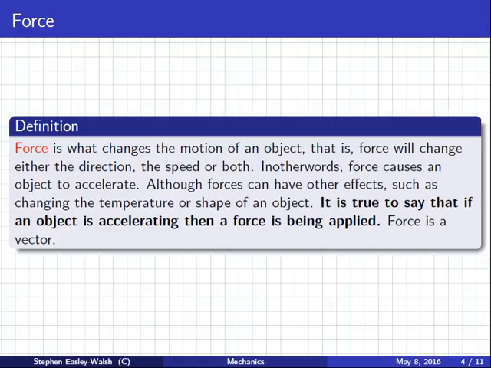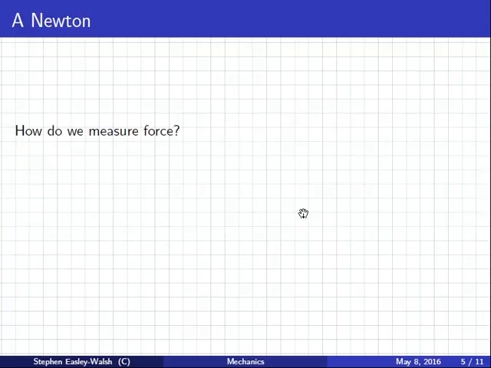So force obviously has a direction. You can push this way or you can push this way, or you can pull. And of course it has a magnitude. It can be a big force or a smaller force. It's definitely a vector.